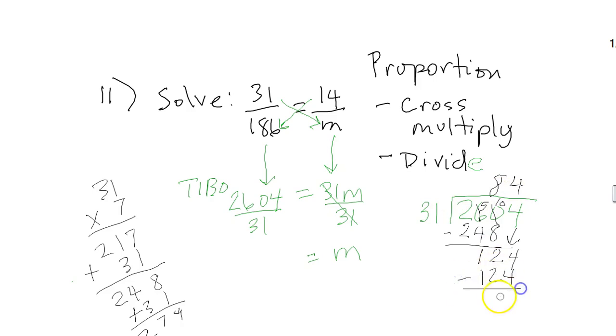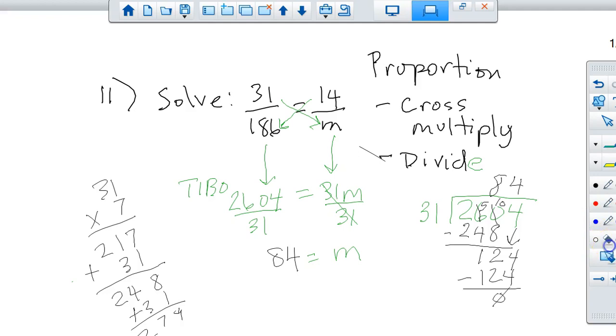No remainder. Done. So the answer to this is M must be 84 to make these two fractions be equivalent and equal to each other. So 31 over 186 is the same as 14 over 84. So that's how you do proportions. Okay, I hope that makes sense to everybody. Cross, multiply, and divide. All right, let's do one more of those.